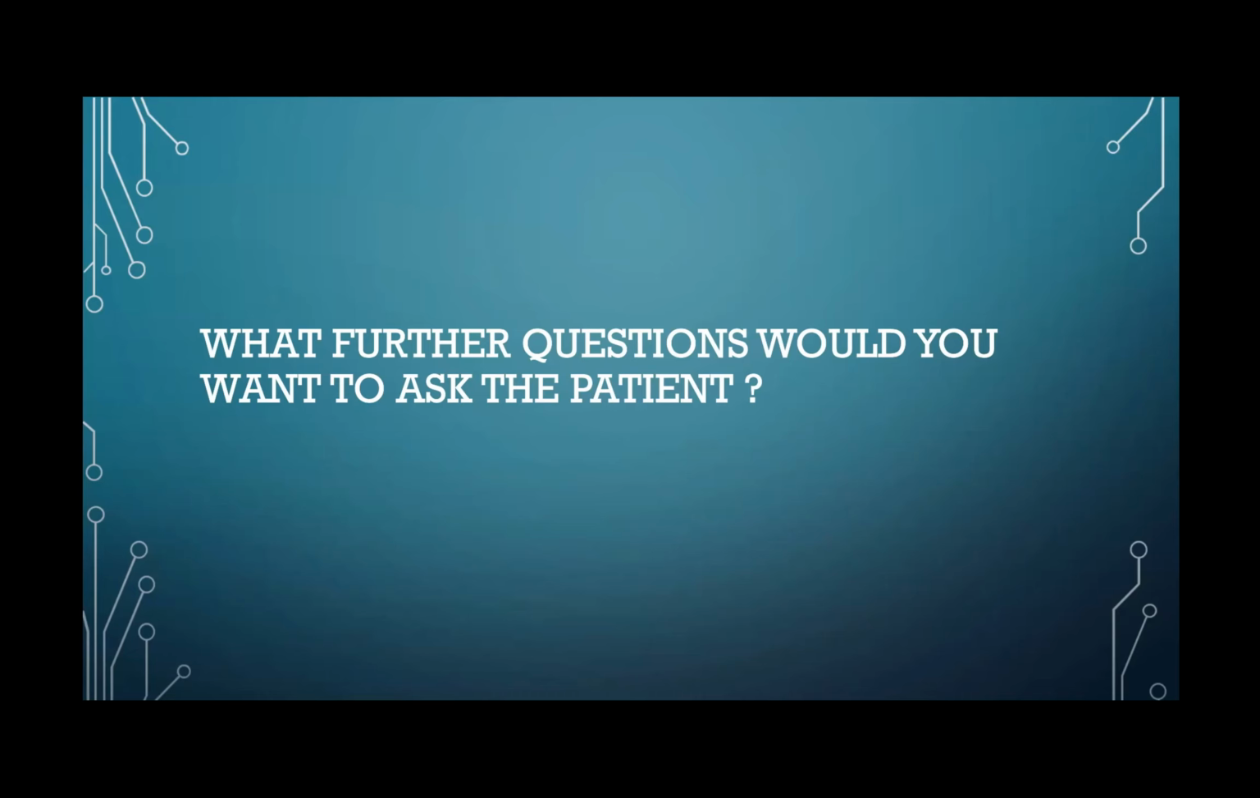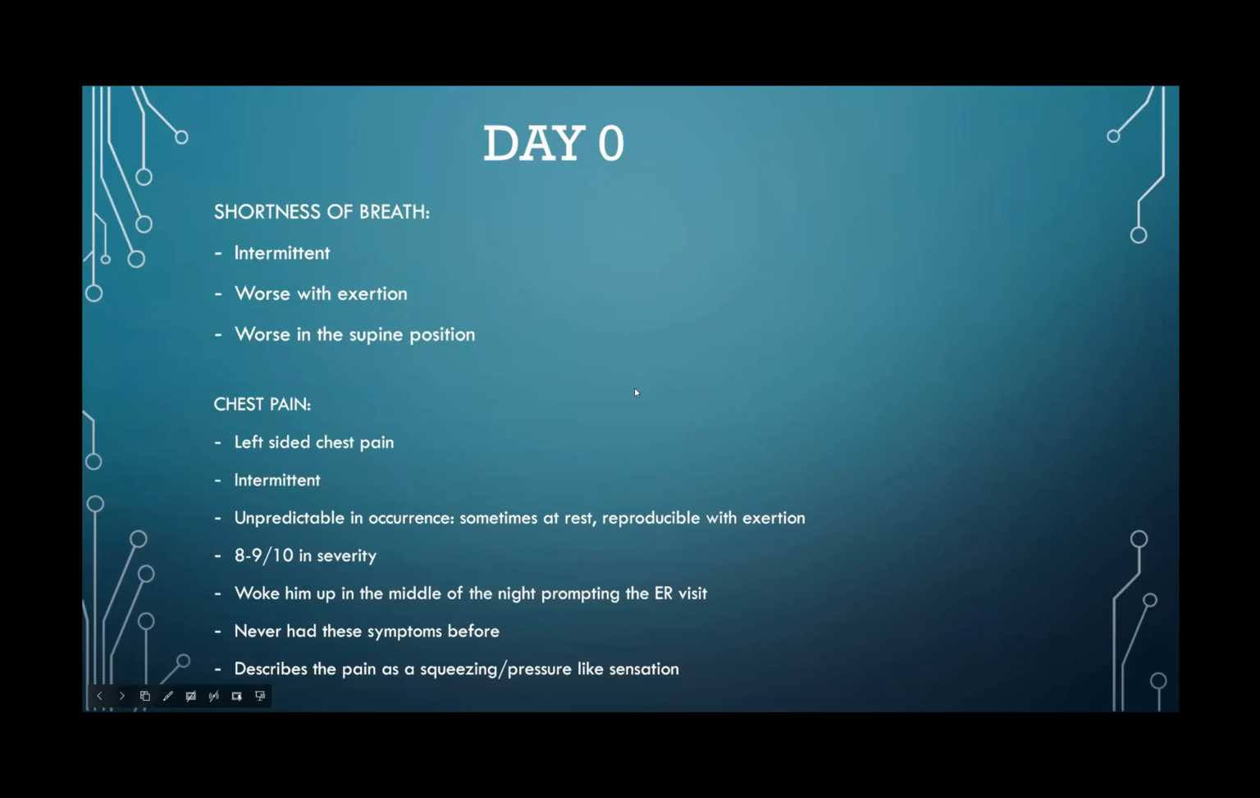So when we asked the patient some pertinent questions in terms of the shortness of breath, he described it as being intermittent, worse with exertion, and also worse in the supine position. So basically that speaks to your question about orthopnea. In terms of his chest pain, he said that it was a left-sided intermittent chest pain, but it was very unpredictable. Sometimes it was at rest, sometimes it was reproducible with exertion, and it was almost an 8 to 9 out of 10 in severity. It sometimes would wake him up in the middle of the night, and actually that was what prompted the visit to the ED. He had never had these symptoms before.